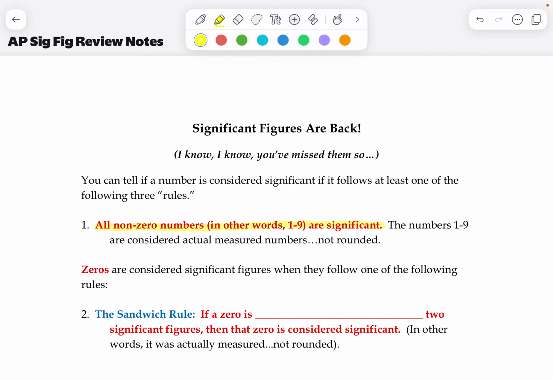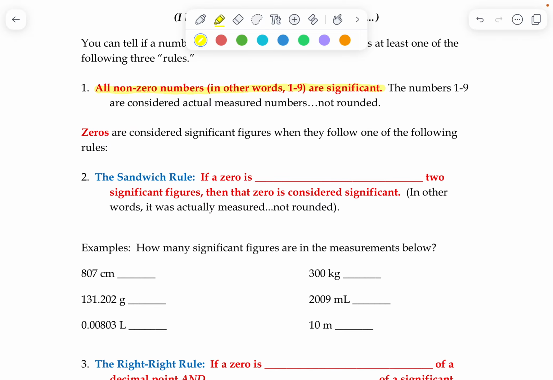But what if the thing that you're measuring is actually 20 centimeters? So the zeros sometimes count and sometimes don't. And so there's 2 rules to help us to decide if a 0 is considered significant or not. The first one is what I call the sandwich rule. If a 0 is sandwiched between 2 significant figures, then that 0 is considered significant. In other words, it's actually really measured, that it isn't a rounded 0.